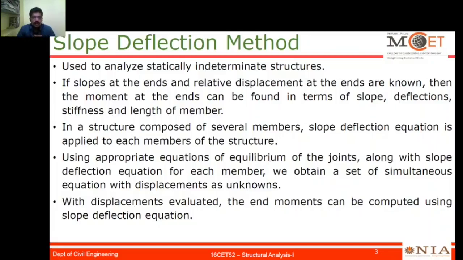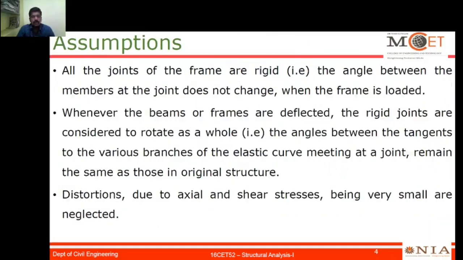In the slope deflection equation, we need to mainly find out what is the slope and what is the displacement, because the name itself indicates slope deflection. Based on slope and deflection, we are going to find out the moment and shear force. So what are all the assumptions made in slope deflection equation? The first and foremost assumption is all the joints are rigid.